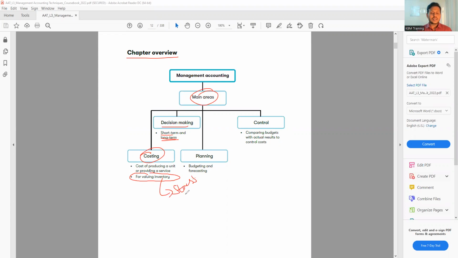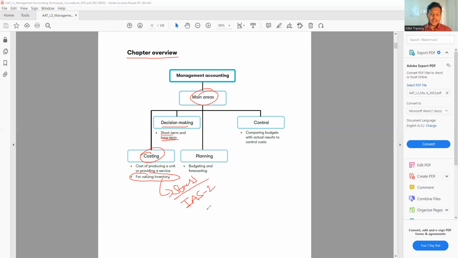Inventories means stocks. Sometimes you call it inventory, sometimes you call it stock. And this is covered under IAS 2, International Accounting Standard 2, which explains how to value the inventory. Normally, inventory will be valued at the lower of cost and net realizable value, but for this paper, we're not going to see that. Here, we're going to see what valuation techniques we have.